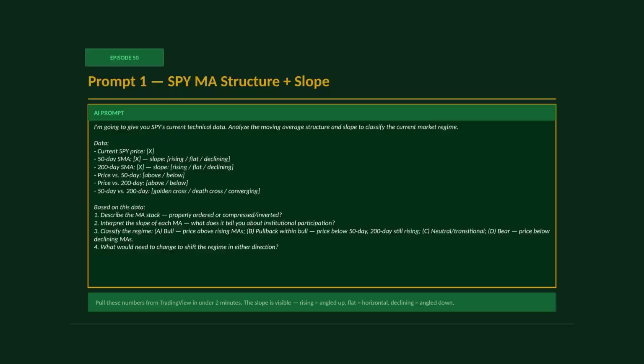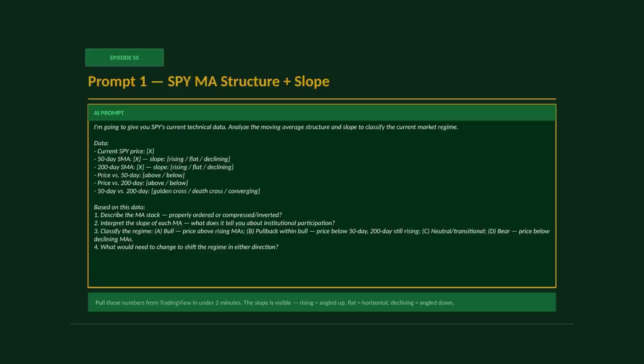To run prompt 1, pull up any charting platform. TradingView works fine. Gather 5 inputs: SPY's current price, the 50-day SMA value and its slope, rising, flat or declining, the 200-day SMA value and its slope, whether price is above or below each moving average, and whether the 50-day is above or below the 200-day. Then paste this into ChatGPT.